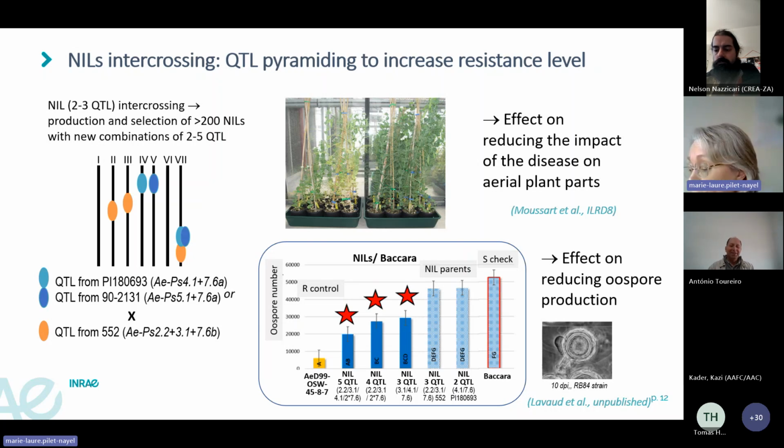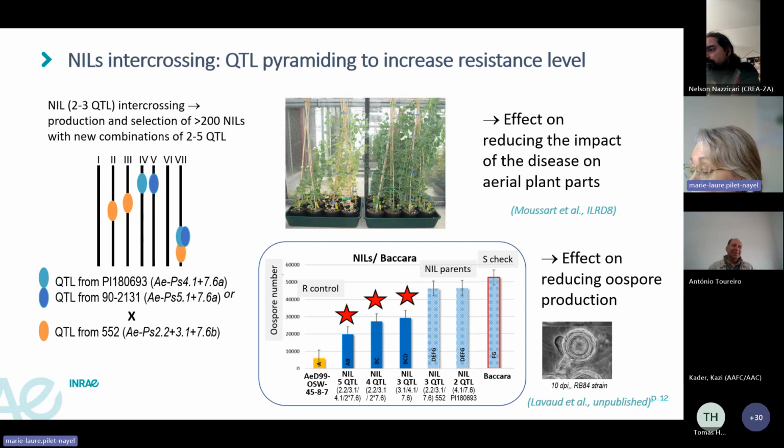We evaluated the impact of the disease on the vegetative and reproductive plant development on series of NILs in inoculated versus non-inoculated conditions using a test developed in greenhouse. We showed an effect of QTL pyramiding on reducing the impact of the disease on aerial parts of the plant. And we also observed an effect of QTL pyramiding on reducing oospore production in the roots using a protocol of oospore extraction from the roots before countings.